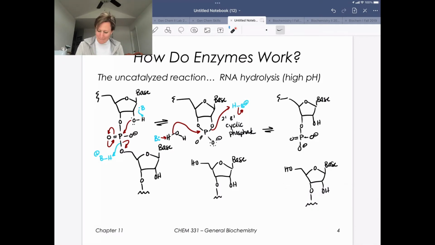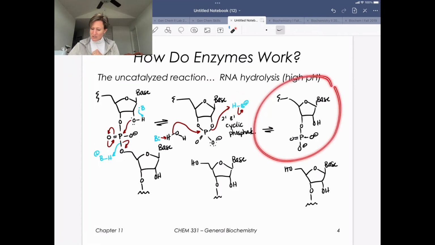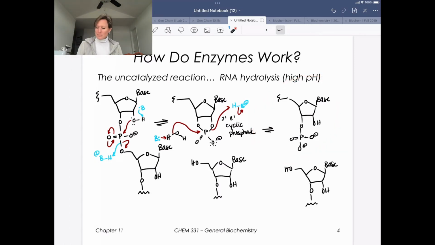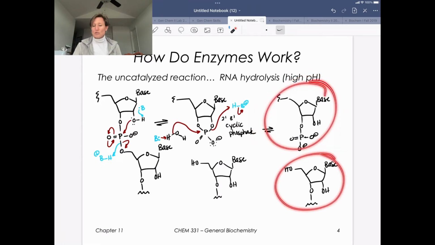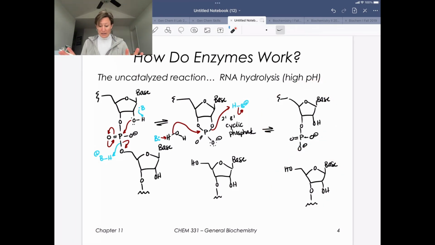Water is going to come in, nucleophilically attack this phosphorus, and that's going to allow for the breakage of this bond. Once again, if we have something that we want to act as a nucleophile, it can be made more nucleophilic by a base deprotonating it. If we want something to be a good leaving group, we want to break a bond, we can facilitate that by protonating it. So at the end, we end up with our upstream nucleic acid and our downstream nucleic acid.